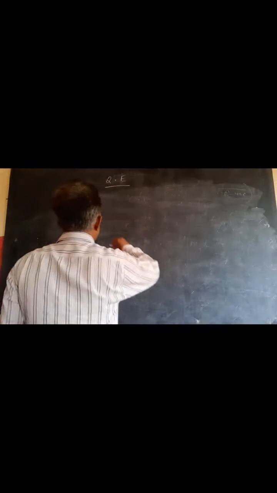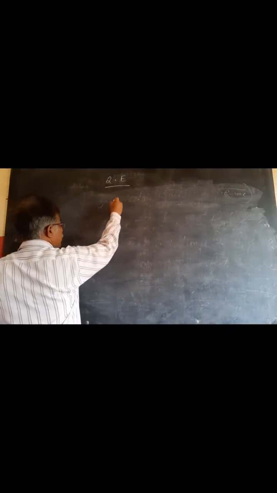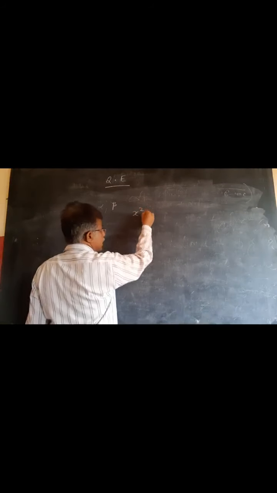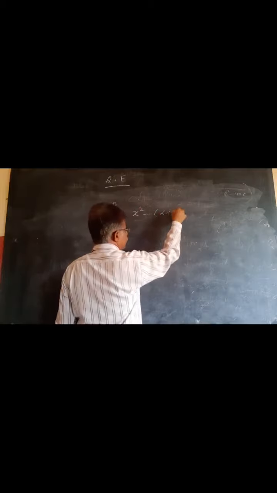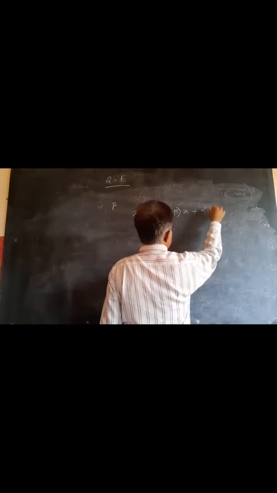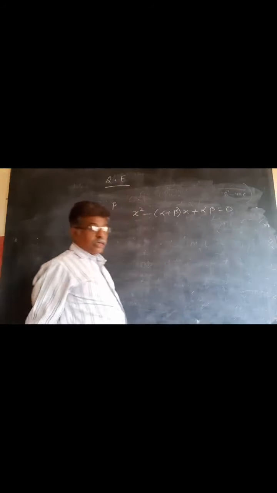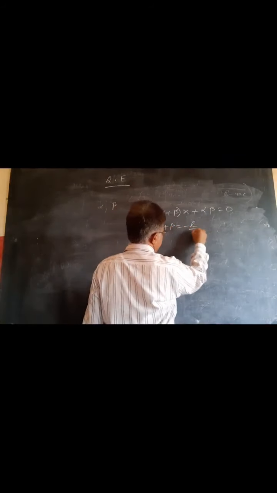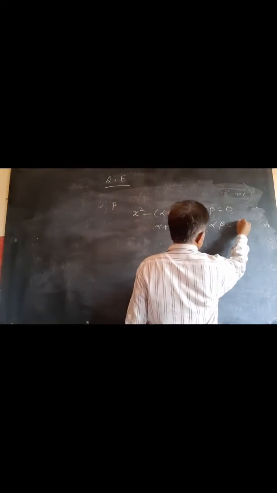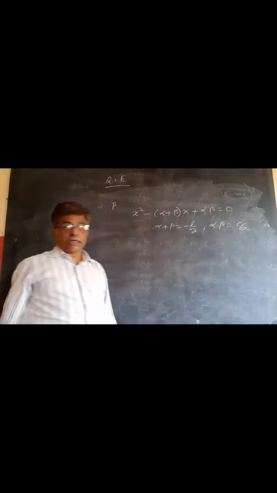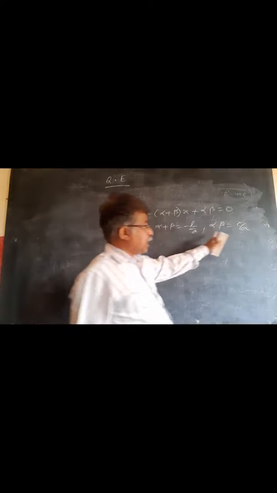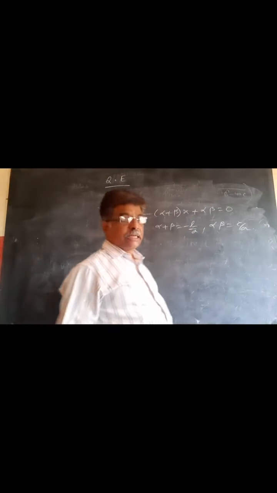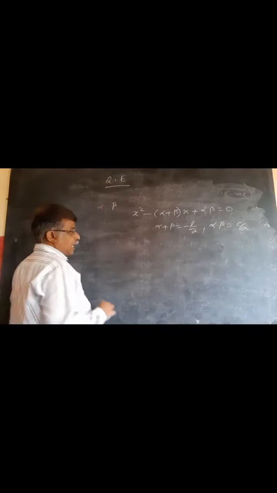Next, what we have discussed is, if alpha, beta are the roots of the equation, then the equation becomes x square minus of alpha plus beta into x plus alpha beta equal to 0, where alpha plus beta equals minus b by a and alpha into beta equals c by a. Am I right? So this is the equation with roots alpha, beta. We already discussed this just now.